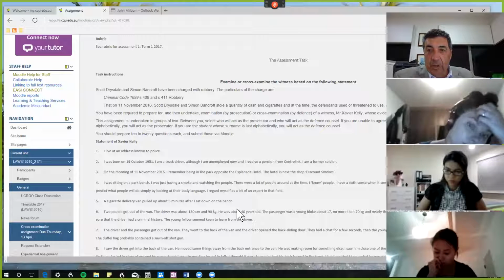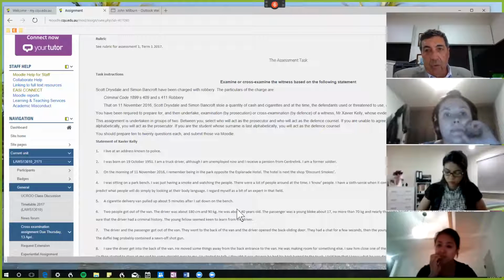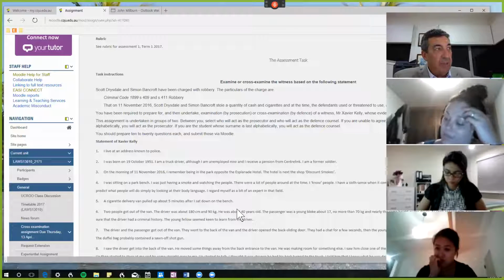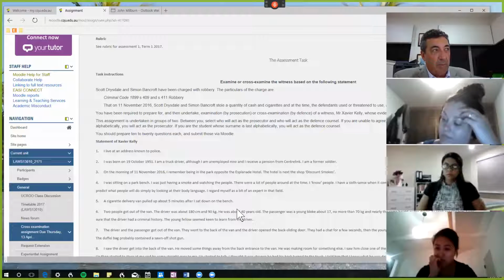You'll recall from doing criminal law that stealing includes excluding the fact that they had lawful authority to take possession of the goods. So a trap for young players in prosecuting might be to leave the door open for defence to say, well, yes, you may have established that Scott Drysdale and Simon Bancroft had in their possession cash or cigarettes, but you didn't establish that they did so without permission, that they stole them, because stealing means without the possession of the lawful owner.